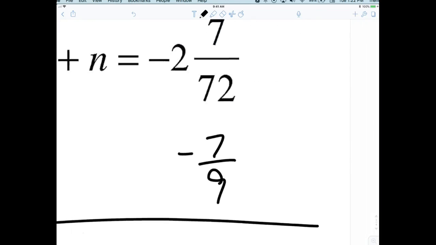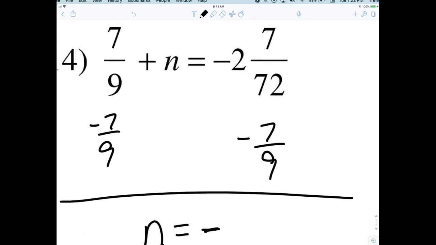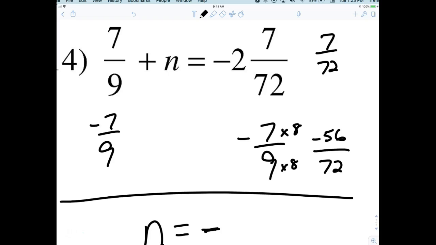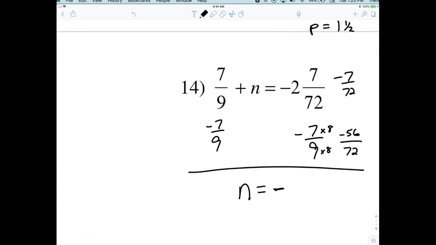But we said the common denominator is 72. Do we agree? So I have to multiply this by 8. Negative 56 over 72 and 7 over 72. And they're both negative, right? So that would give me what? Negative 56 over 72. Or negative, sorry. Negative 63. Right. So I believe now negative 2 and 63 over 72.